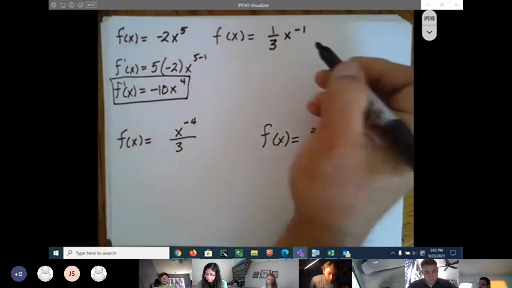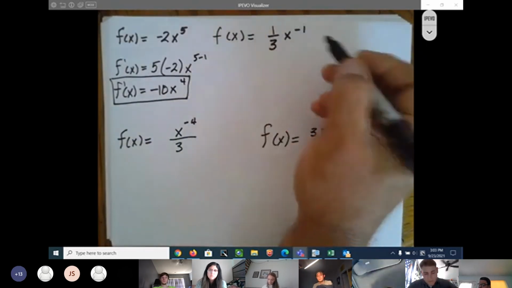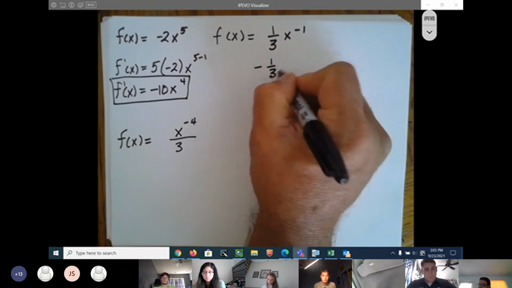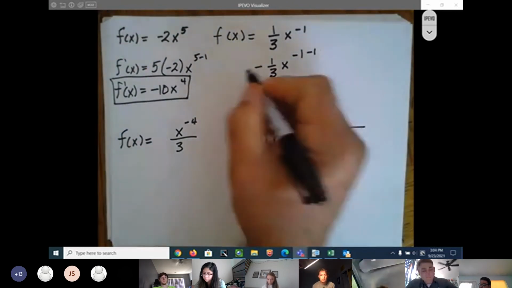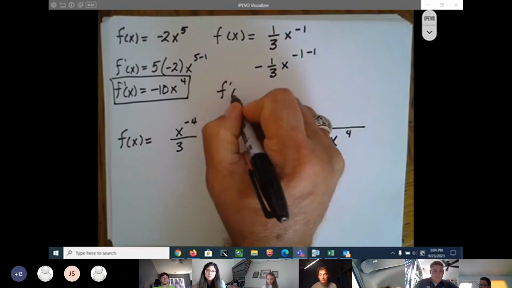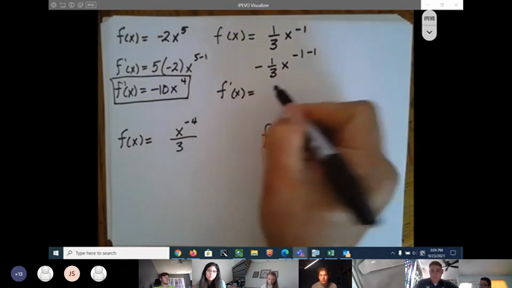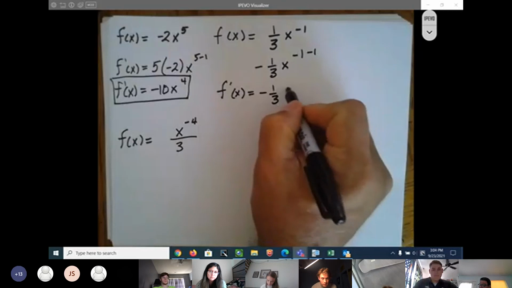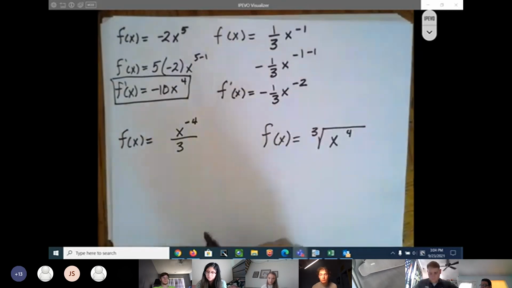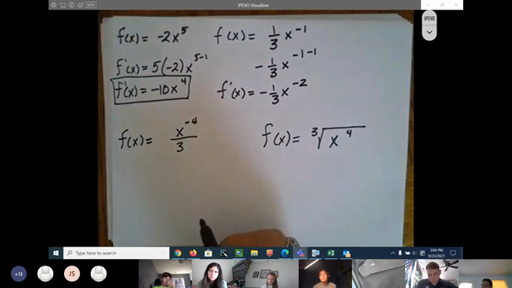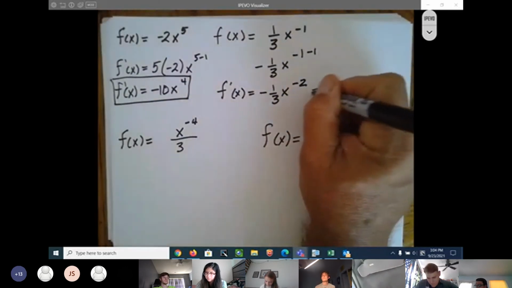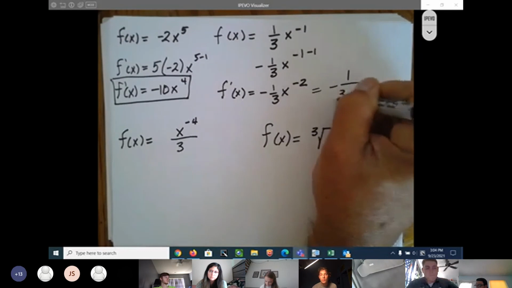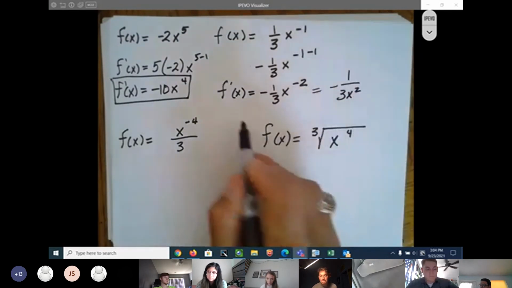Here, -1 times 1/3 is -1/3 x to the -1 minus 1. And f prime of x is equal to -1/3 x to the negative 2. And you could bring that x to the negative 2 down. I would probably leave it like that. But if you wanted to, negative 1 over 3 x squared.